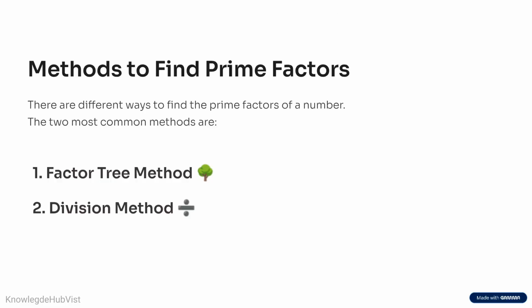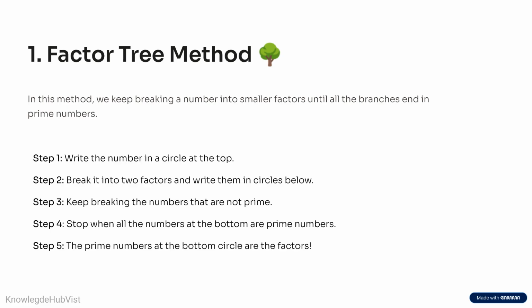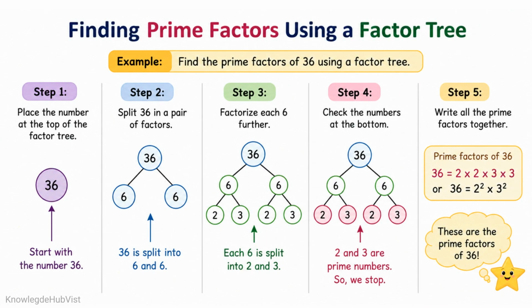There are two common methods to find prime factors, the factor tree method and the division method. The factor tree method involves breaking a number into branches of factors. We start with the number at the top, split it into two factors below, and continue until all numbers at the bottom are prime. Here is an example using 36.